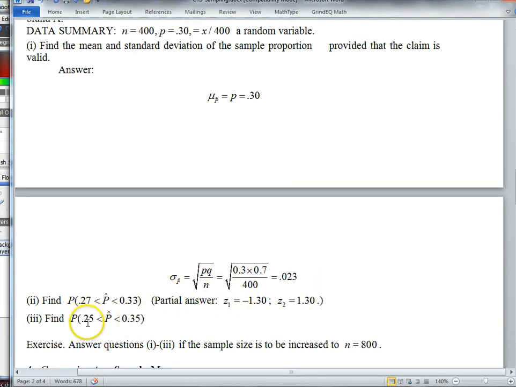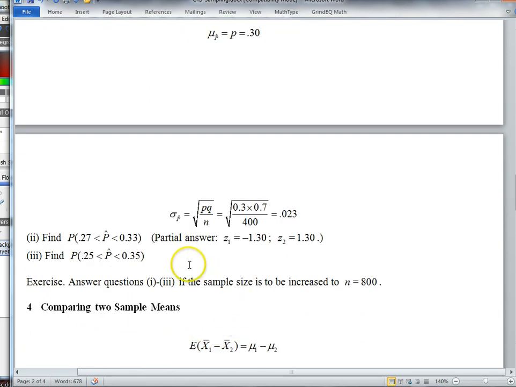I want you to do this for 0.25 and 0.35. Now my margin of error is a little bigger, so my probability should be a little bit more. I also want you to repeat these two questions if my sample size is larger. If we have money to sample 800 items, assume that p will still be the same. The standard deviation will get much smaller now, and those answers would be much higher. So I want you to pause, do these questions, and see what answers you get. Just repeat what I did here in all cases.